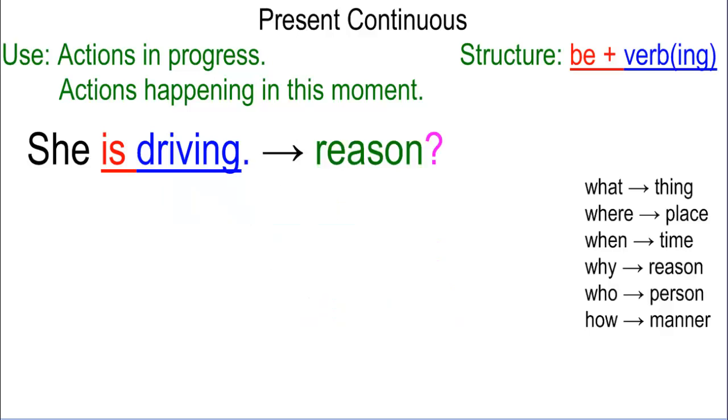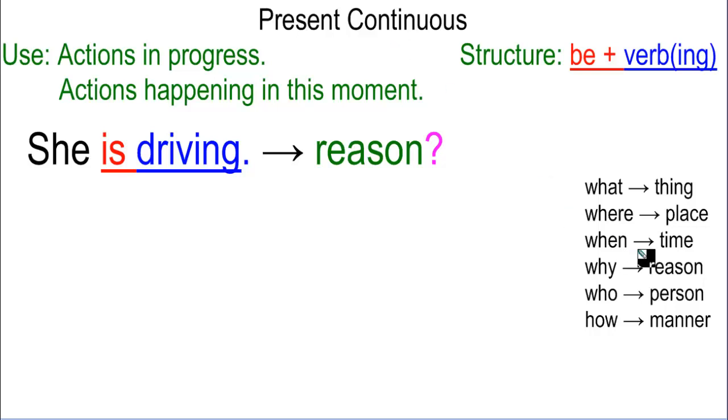Now, I can also make the other type of questions. Remember, when you want to have specific information, you can use the WH questions. So, for example, she is driving. That's perfect. That's fine. I am not asking anything, but I want to know the reason.